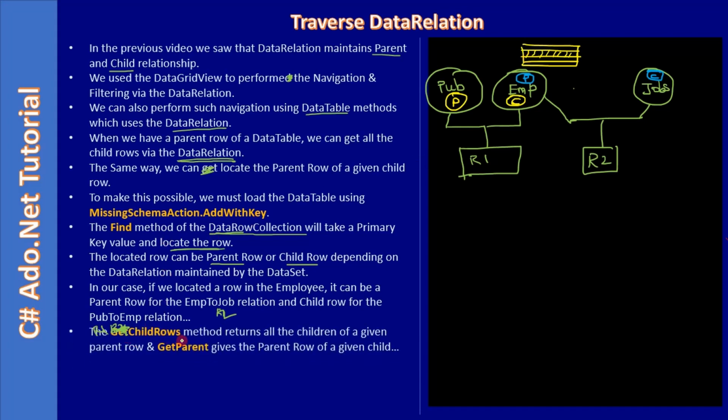The GetChildRows method returns all the children of a given parent, and GetParent gives the parent row of a given child. So using this relation, when you located a row, you can make a call to GetParent, because here you located the child row for this relation R1. But for the same record through R2, you can make a call to GetChildRows.